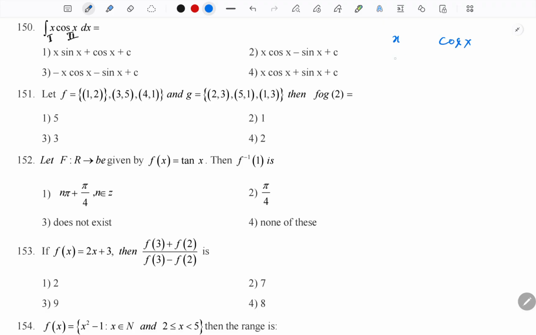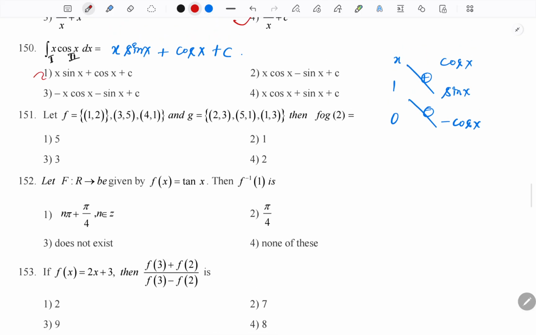This side, derivative of x is 1 and then 0. Integral of cos is sin x, and integral of sin is minus cos x. And then this side plus, here minus. This is my answer. So first x times sin x minus of minus plus cos x plus a. So which one is x sin x plus a? So option number 1 is the correct answer.